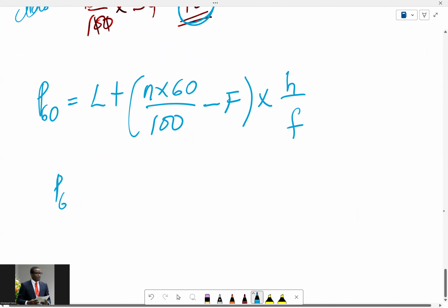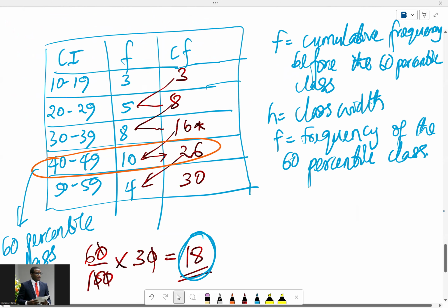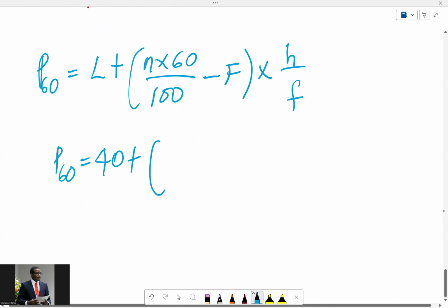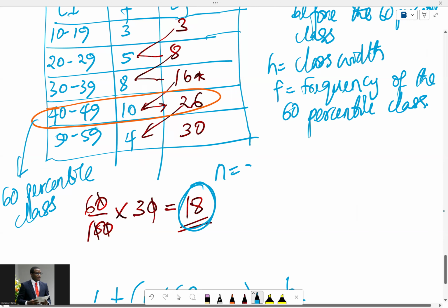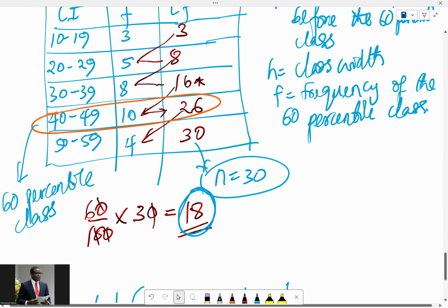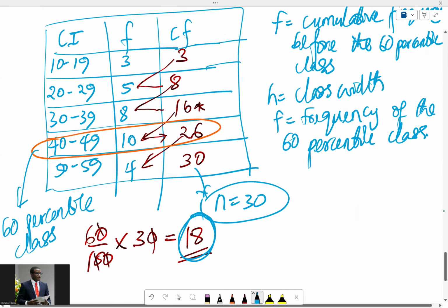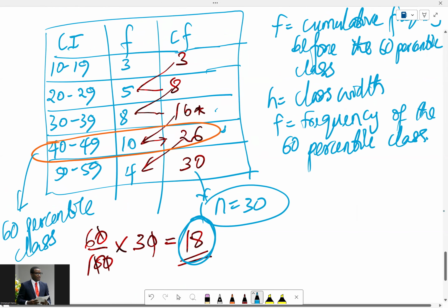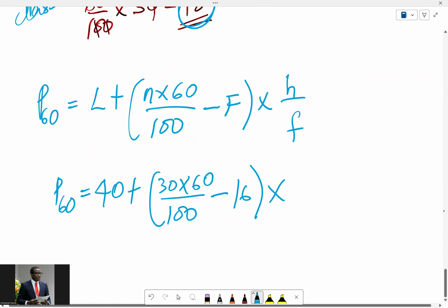So P60 is equal to, so the 60th percentile class is 40 to 90. The lower boundary is 40 plus n. N is 30 here. That's the total cumulative frequency. So we have 30 times 60 over 100 minus the cumulative frequency before that group, and that would be 16. Before you get to the 60th percentile class, the cumulative frequency is 16. So we have this 16 times the class width.